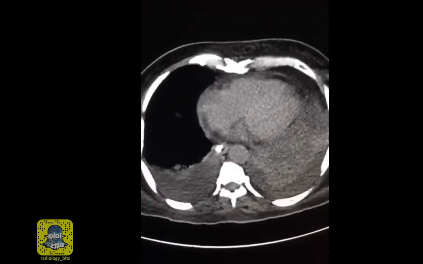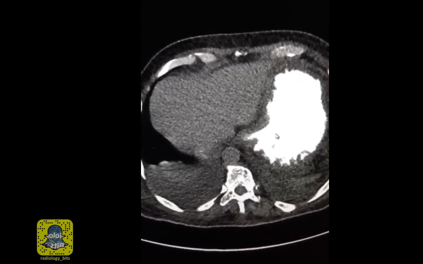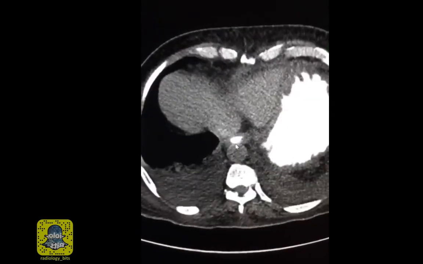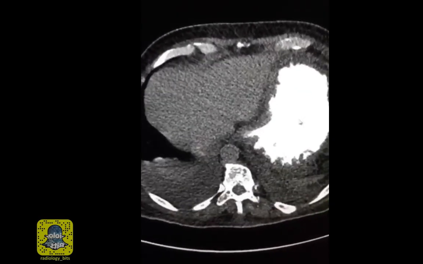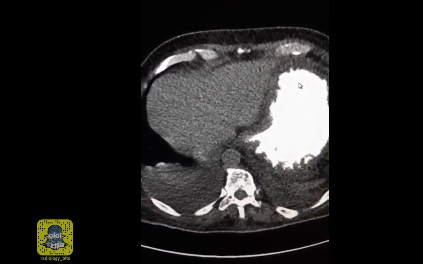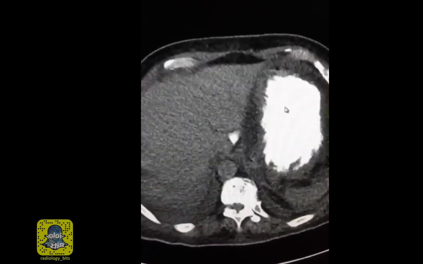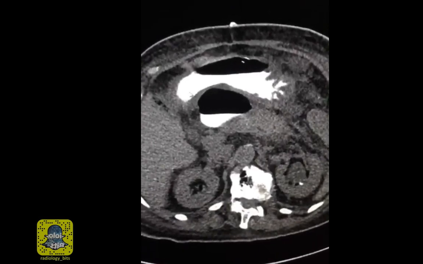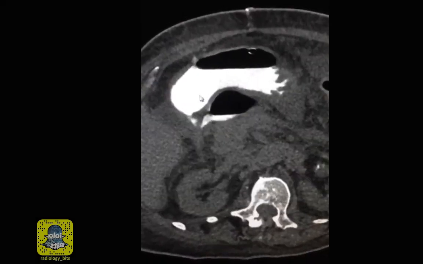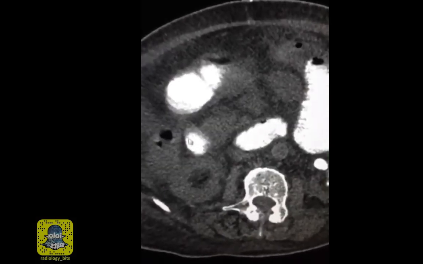Note that the examination was performed without administration of intravenous contrast, but oral contrast was given. That's why you see contrast going through the esophagus into the stomach. So this bright area here is oral contrast within the stomach. As we proceed from the gastric fundus into the gastric body, you'll reach all the way to the distal stomach. So as you go distally, you reach the pyloric antrum and then the pylorus into the first part of the duodenum.